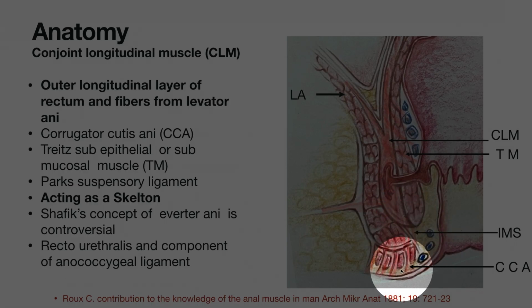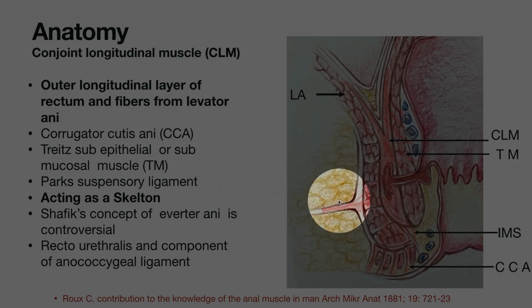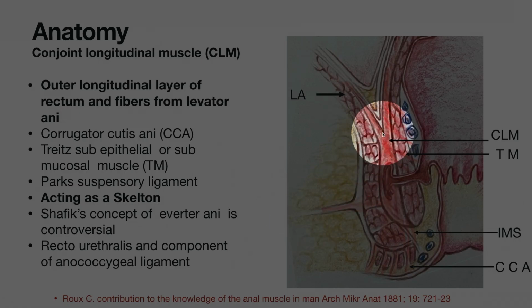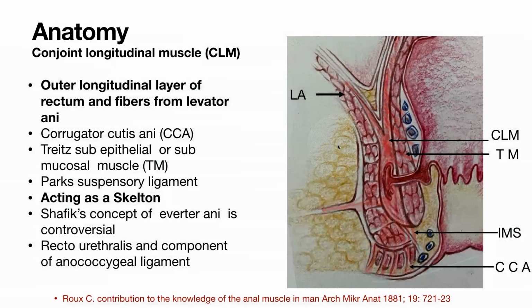Few of the fibers go up to the skin through the external sphincter, which is the subcutaneous part, and few fibers go towards the ischiorectal fossa. Even a few fibers go to the deeper part of the external sphincter, and a slip of it goes to the urethra, the musculus rectourethralis, and a component goes to the anococcygeal ligament, because they have studied that in the anococcygeal ligament you don't have only skeletal muscles, you have some smooth muscle component also. That's why it is called the skeleton of the anal canal.